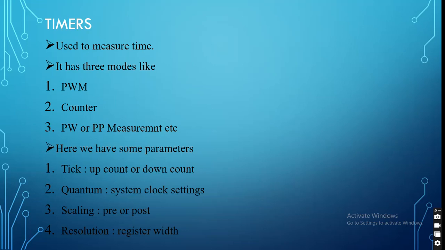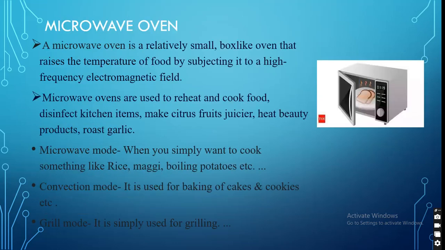It has 3 modes in it, like PWM, counter, and PW or PP measurement, etc. Here we have some parameters on timers. They are tick, quantum, scaling, and resolution. Tick is nothing but the up count or down count, and quantum is system clock settings. Scaling is we have pre or post scaling. Resolution is the register width.